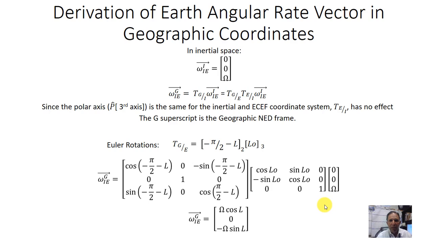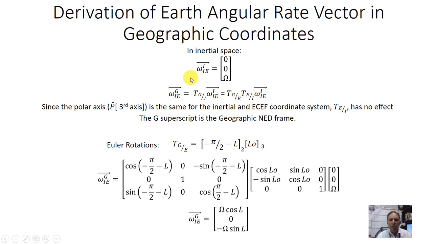This slide provides a derivation of the Earth's angular rate vector in geographic coordinates. We begin with the Earth angular rate vector expressed in inertial coordinates. In inertial coordinates, the Earth's angular rate vector is 0, 0, and capital Omega in the polar direction. Remember, the first 2 coordinates represent the equatorial plane, and the 3rd is the polar direction.